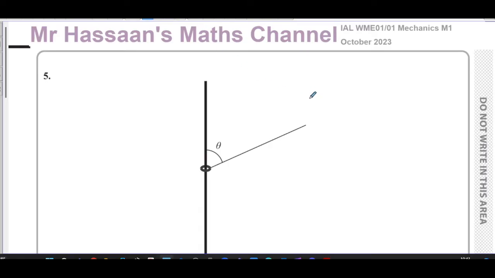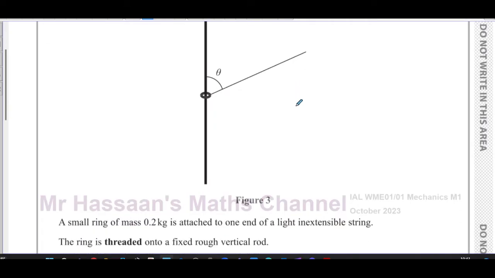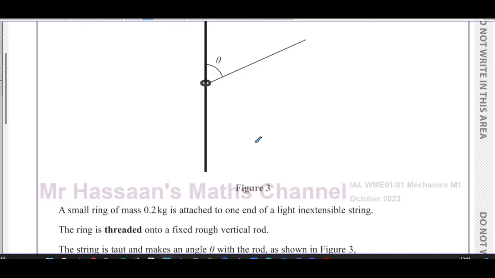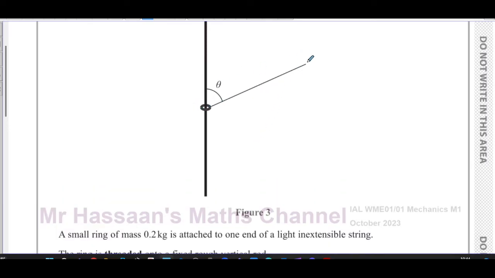Hassan's Maths channel. I'm now going to be answering question number 5 from the October 2023 International A-Level Mechanics paper from Edexcel. It's an M1 paper, and we're told about a small ring of mass 0.2 kilograms attached to one end of a light inextensible string.